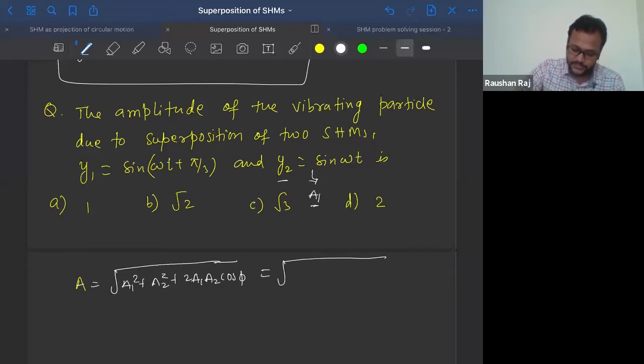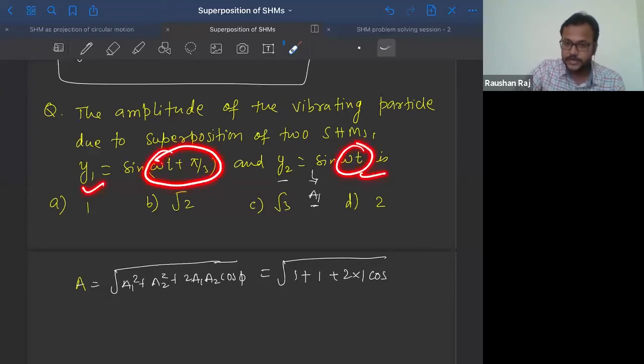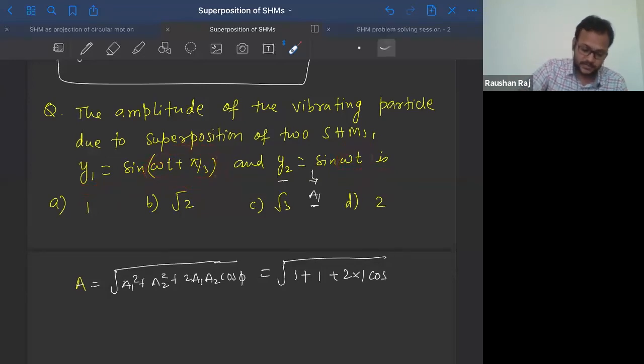So put the value. What is A1? So 1 plus what is A2? Again here is also 1. So 1 square is 1 plus 2 into A1 A2, that means 1 cos of what is the angle between this and this? What is the phase difference between Y1 and Y2? So omega t plus pi by 3 and omega t. What is the answer? Pi by 3. So put the value pi by 3.